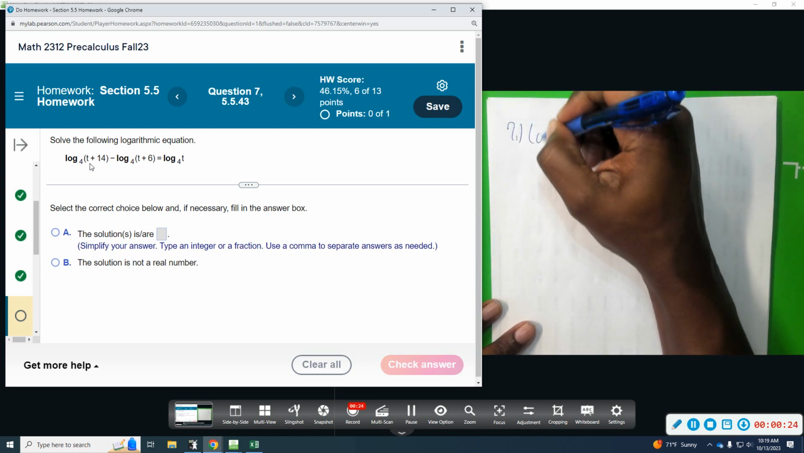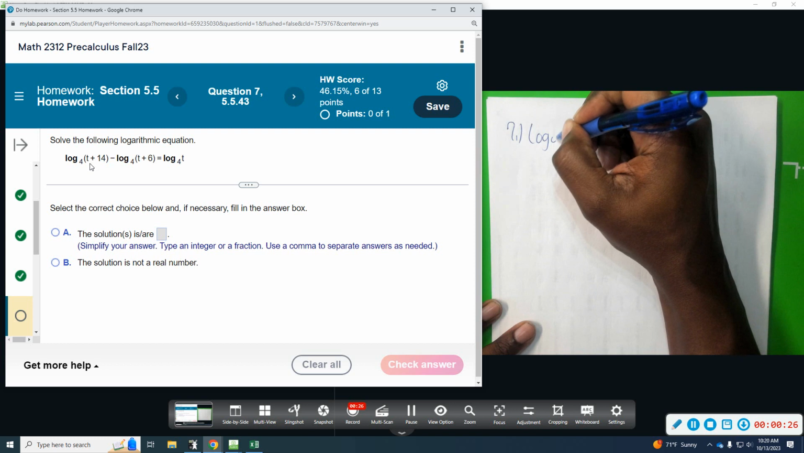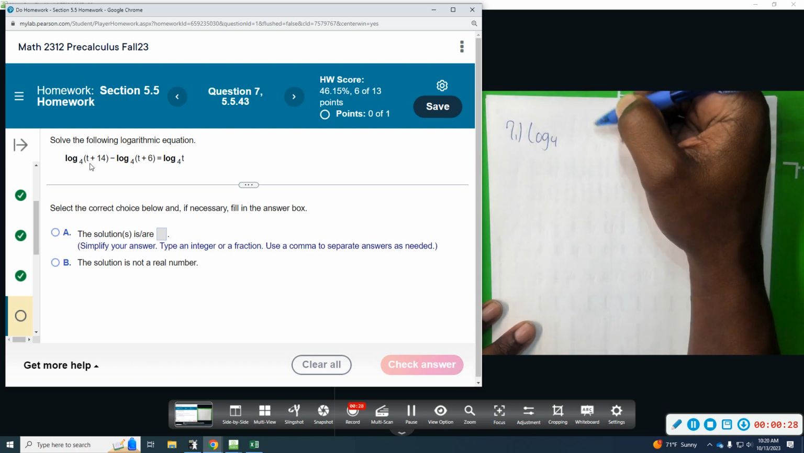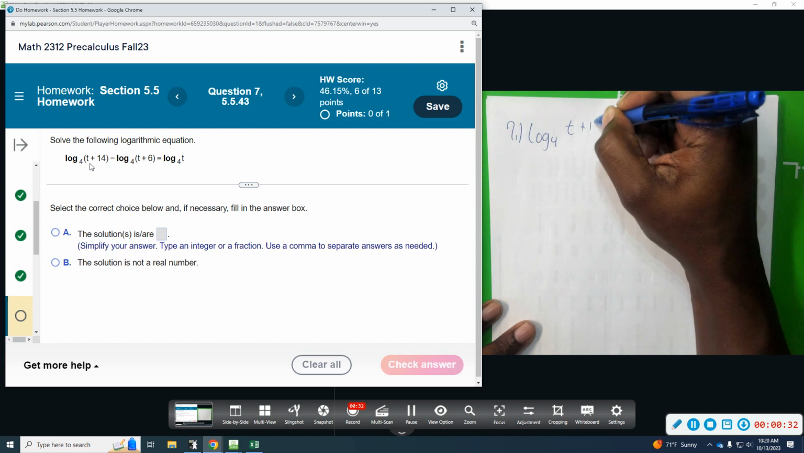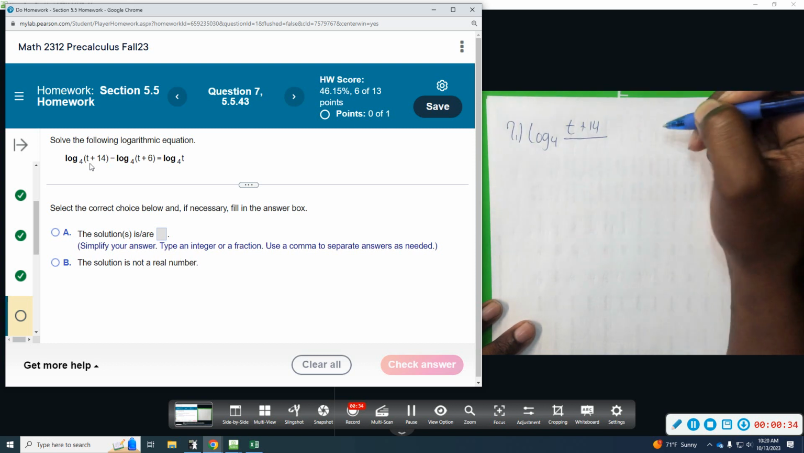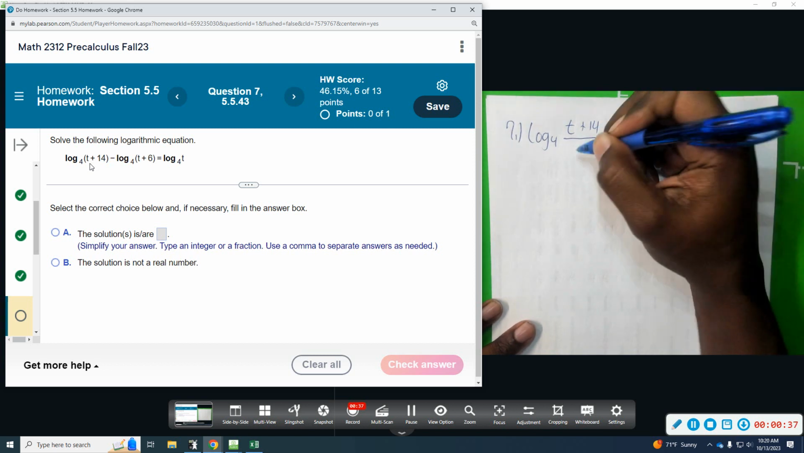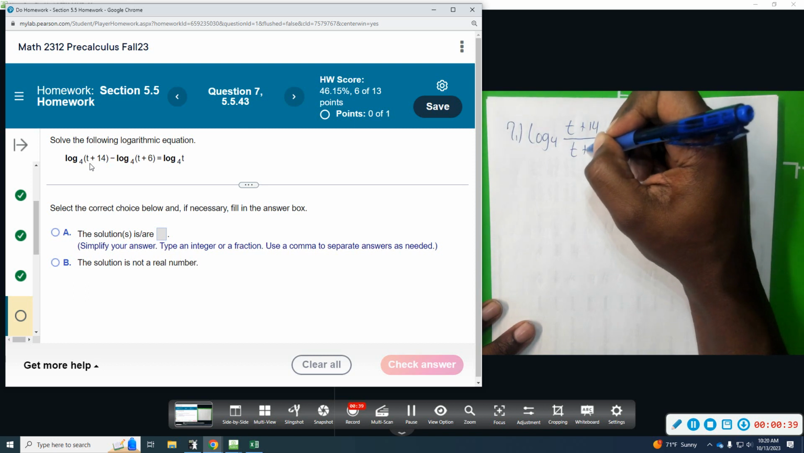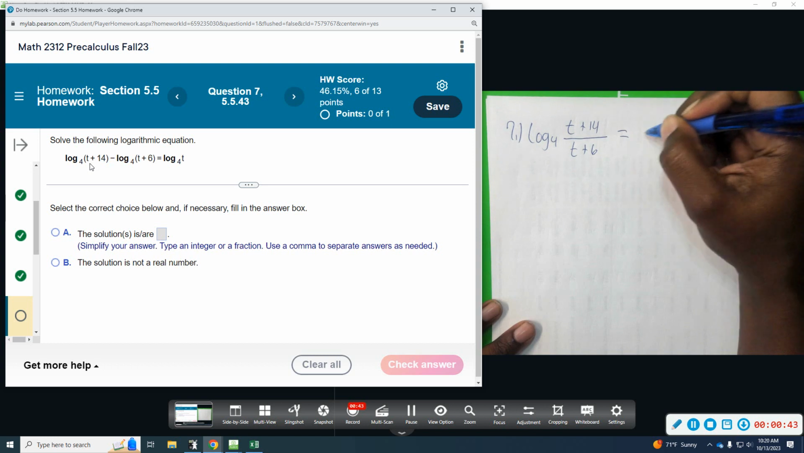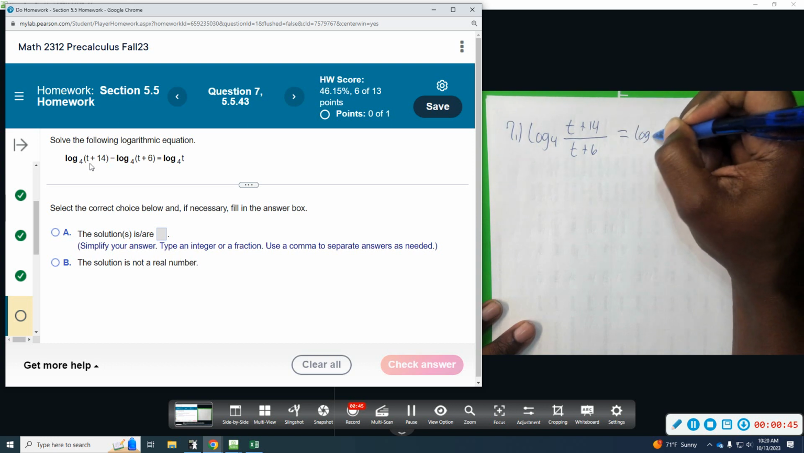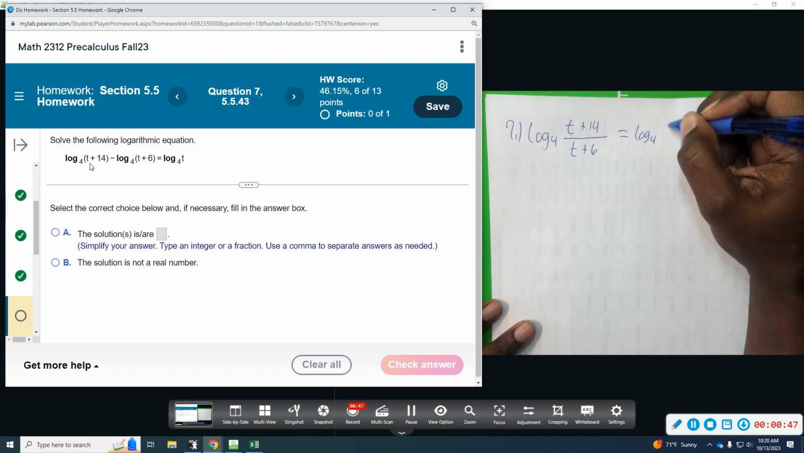So we're going to have log base 4. And then on the numerator, we're going to have t plus 14. On the denominator, we're going to have t plus 6. And then on the right side, we have equal log base 4 of t.